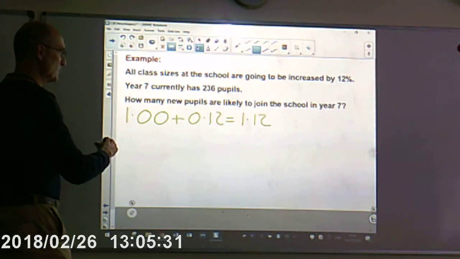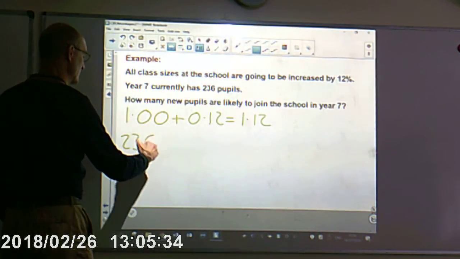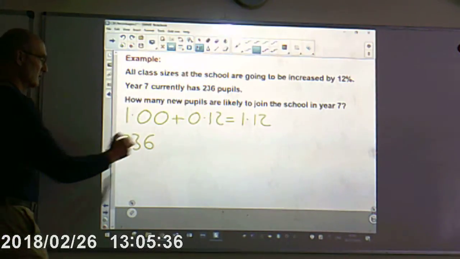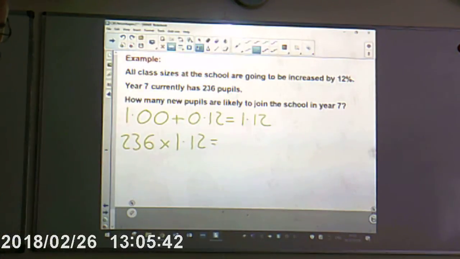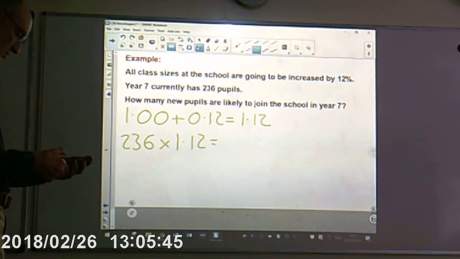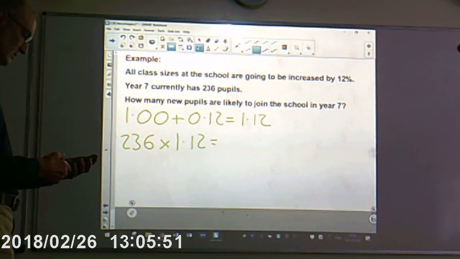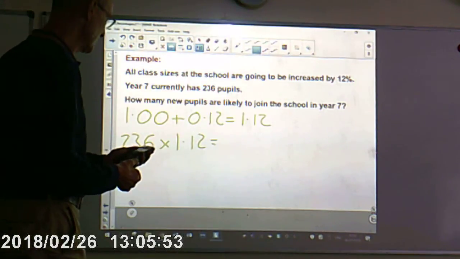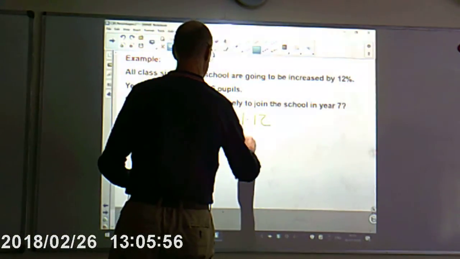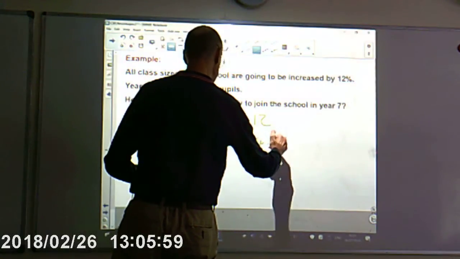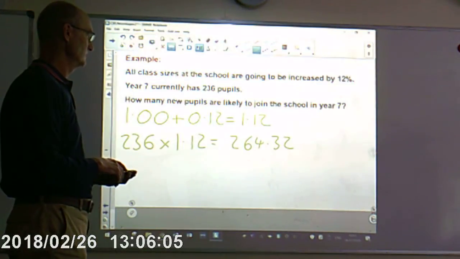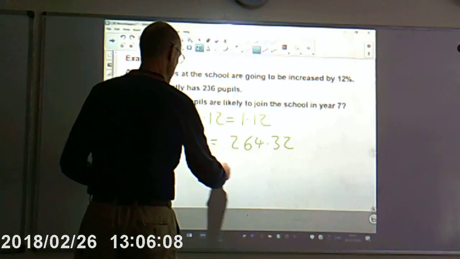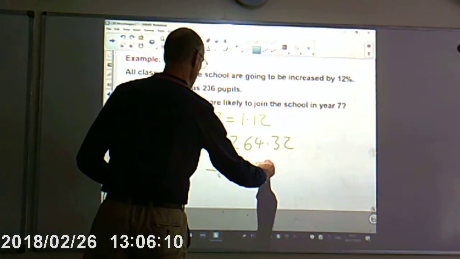So now to get our new pupils, we're starting off with our starting figure of 236. Use our multiplier. So 1.12 times 236. Now it actually gives me an answer of 264.32. But can we have 0.32 children? No, we can't. So my answer is going to be 264 children.